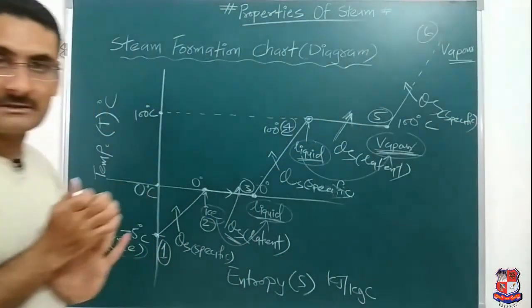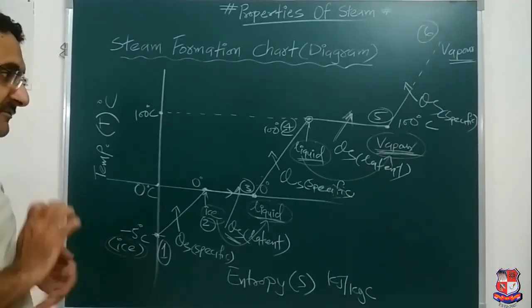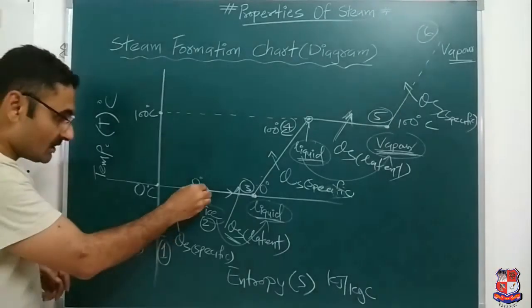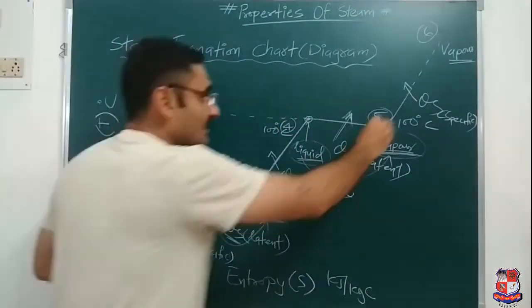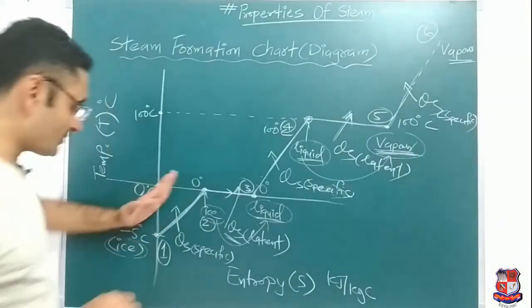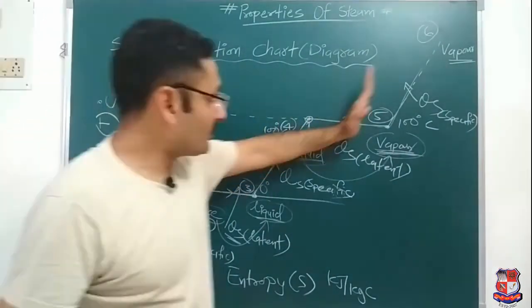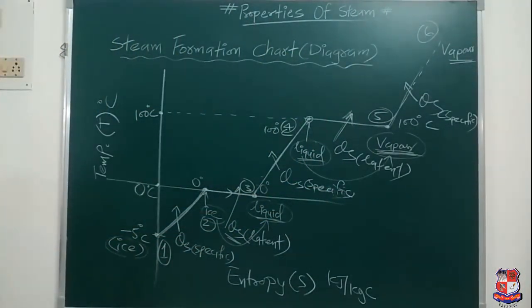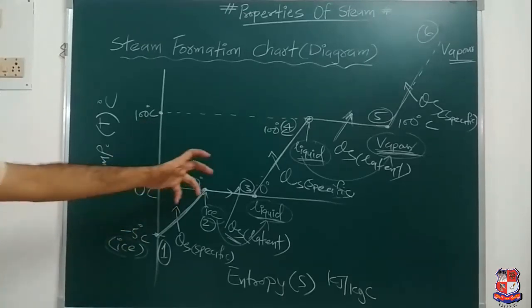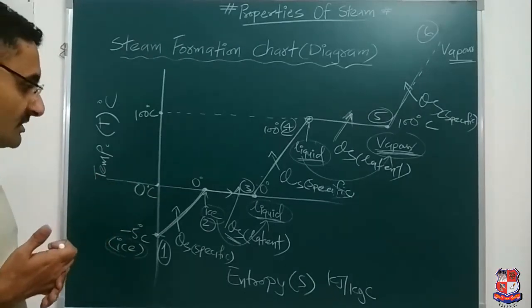Clear about this? So that is all about the steam formation chart or steam formation diagram. Over here, the slopes of the specific heats are different. Supposing over here the slope is less, over here the slope is more, over here the slope is less. So the slopes of the specific heat diagram will be different as per the different heat absorption capacity. That is all about the steam formation chart.